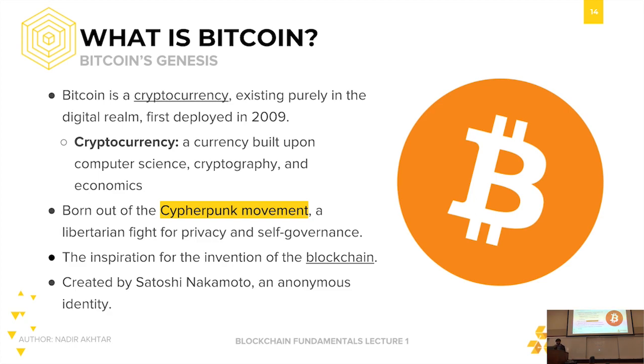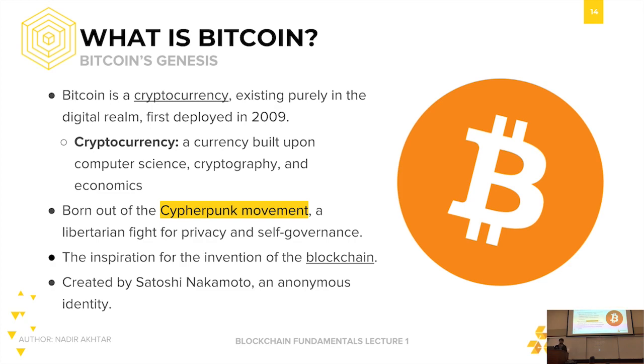So what is Bitcoin? Well, Bitcoin is a cryptocurrency, as most of you probably know, but then the question is, of course, what does cryptocurrency actually mean? Cryptocurrency is a currency that is built upon computer science, cryptography, and economics. The computer science is to make the storage and transfer of information efficient, cryptography to keep it secure, and economics to ensure that every actor in the system behaves in a way that's incentivized to help everyone in the community.